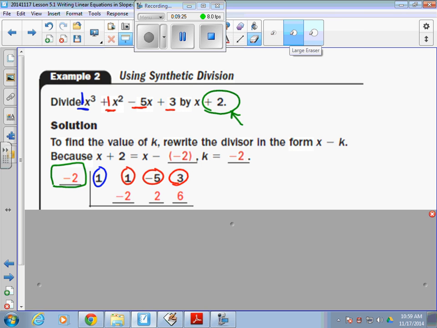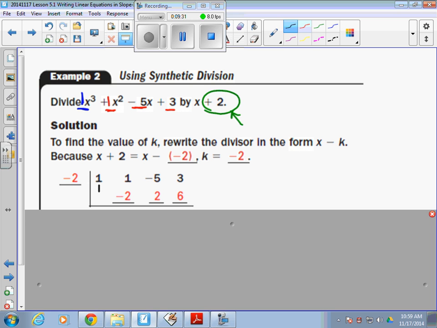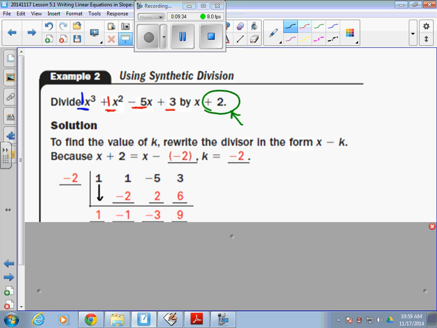So from there, bear with me still, it's way easier than it looks. All you do first is you bring this first number down, 1. Now where the next number comes from is you multiply that 1 times that negative 2. And that's where this negative 2 comes from. Then you combine 1 and negative 2 to get negative 1. Again, you multiply it back by that number, negative 2. Negative 1 times negative 2 gives you positive 2. You combine negative 5 and 2 to get negative 3.